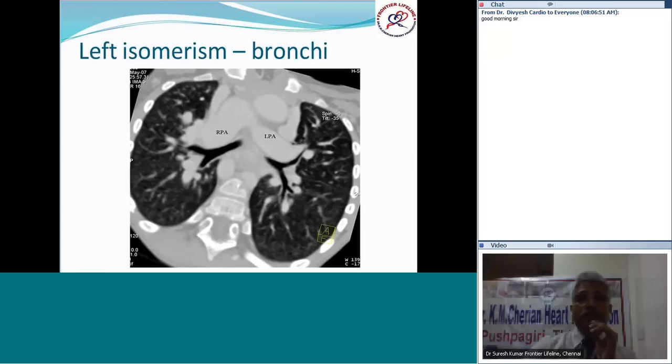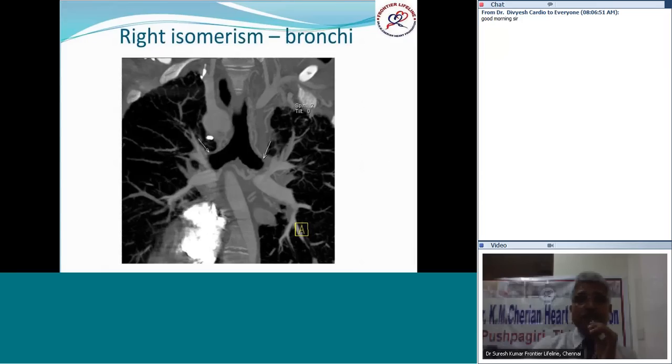And this is the classic bronchial appearance. See the bronchi, the right and the left, both under the pulmonary artery. So we say that both bronchi are hyperarterial, and therefore that is left isomerism. And in right isomerism, this is the advantage of CT, see both the bronchi clearly shown above the pulmonary artery. So both are eparterial.